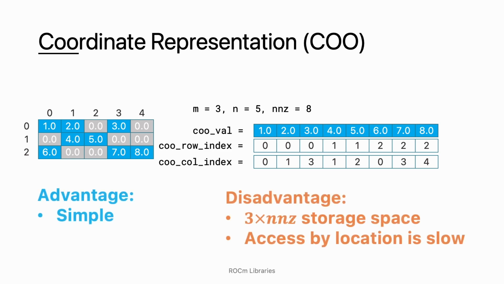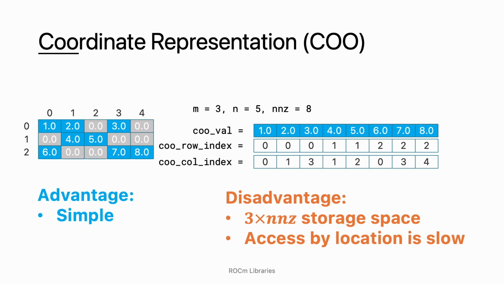So we need to consider the advantages and disadvantages. The advantage of this method is that it's really simple. We can spend 2 minutes to introduce this format, which is a good sign that this is simple. But the disadvantage is that it requires 3 times nnz storage space. We need 3 vectors, and all 3 vectors should have the same length. Also, if we want to access a particular location, say row 2, column 3, we need to traverse from the beginning. We need to go through all these non-zero elements until we reach that point. So is there a way that we can reduce the storage space?